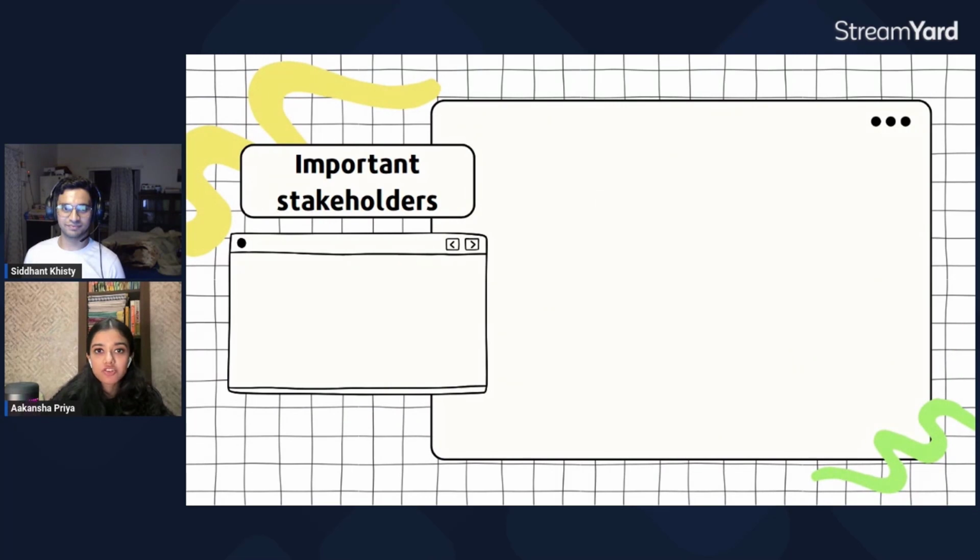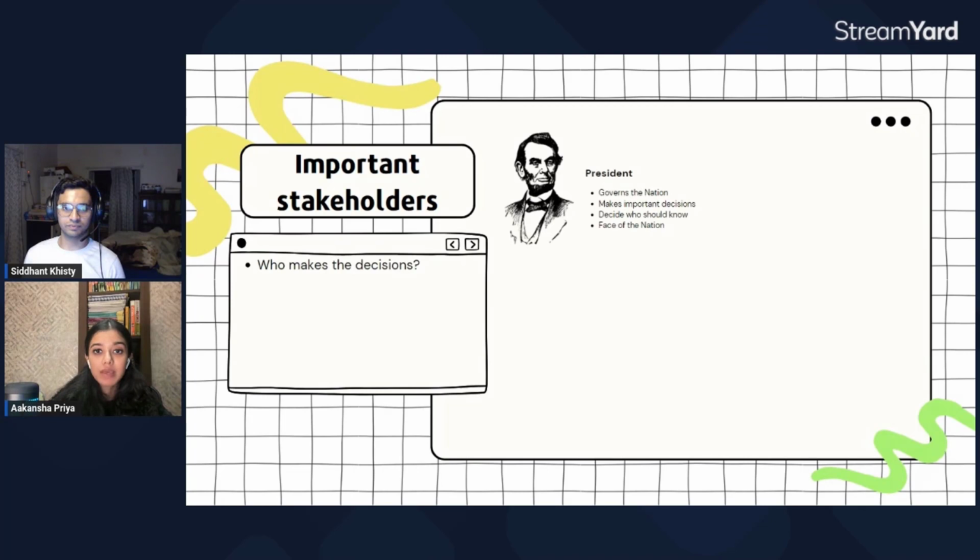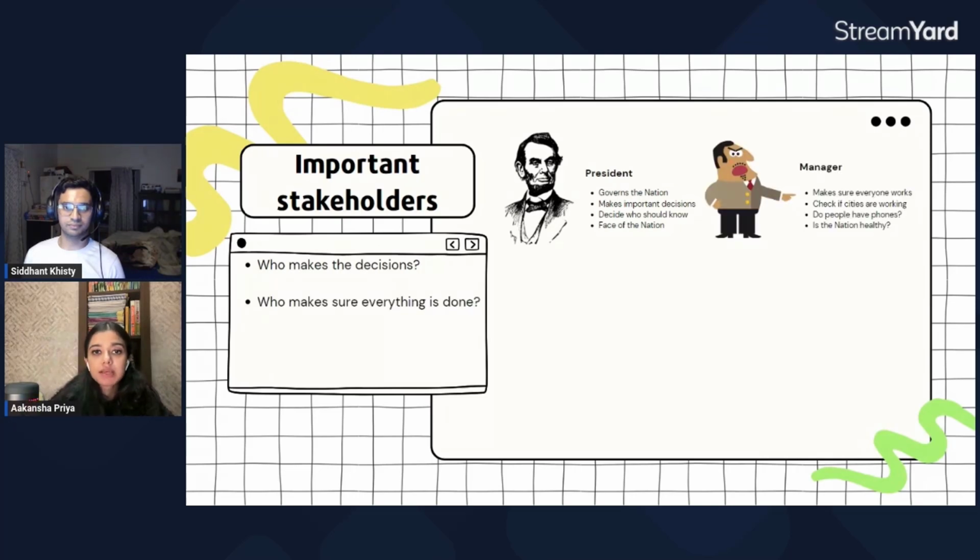Now, this nation will have some important stakeholders. The first that comes up is the president, who is the face of the nation. He's the one who will take all the major important decisions. So, if there is something that needs to be done for the country, all the communication will go through the president, and all the important decision making will be in his hands. So he basically governs the nation. Now, of course, the president cannot run the whole country.